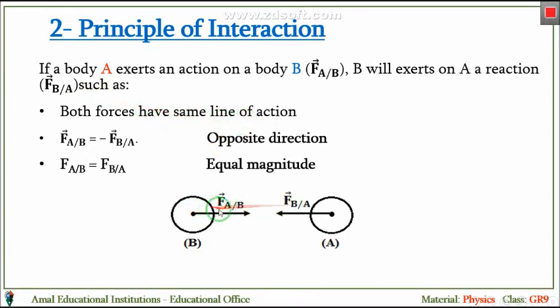Both forces have the same line of action, which is horizontal. Both forces have opposite directions. The force done by A on B is to the right, while the force done by B on A is to the left. Both forces have opposite directions, and both forces have equal magnitude. We say that an interaction has taken place between A and B.